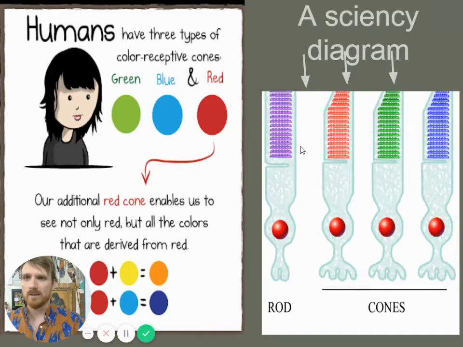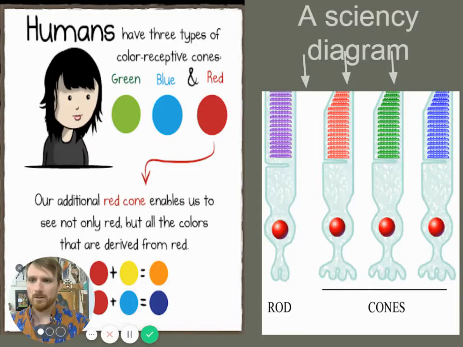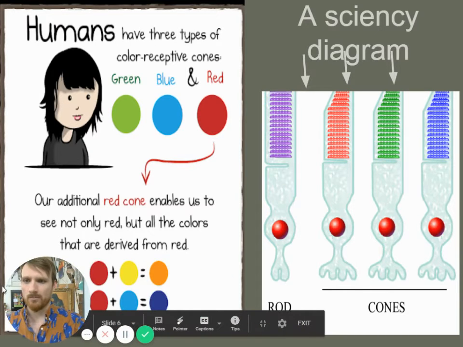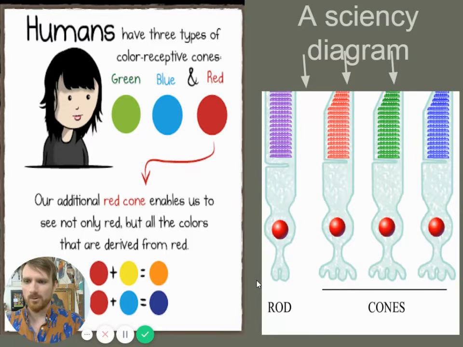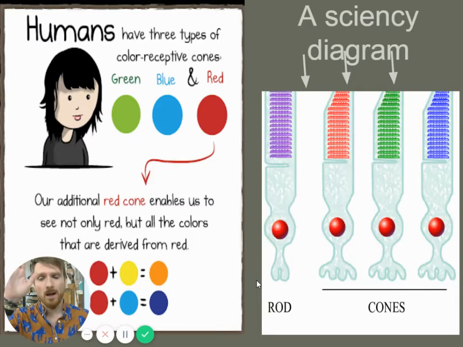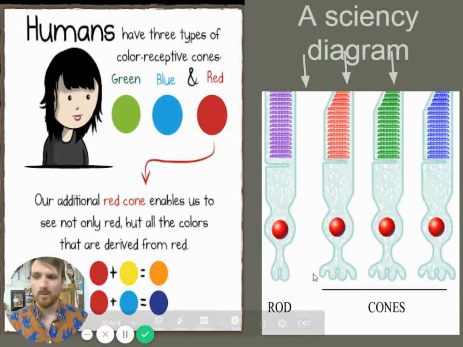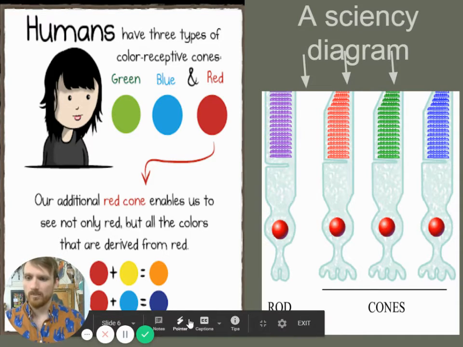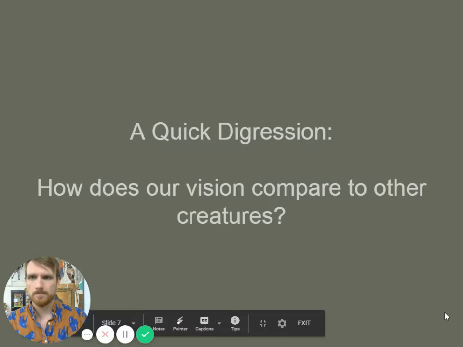So in humans, we have 3 types of cones. We've got red, green, and blue. And that red cone allows us to not only see red, but all those colors that are pulled from red. So if we look at how those colors are mixing there, we've got those colors. A sciencey diagram, you can see that rods are pretty straightforward on the nerve cells at the end, where the cones are a little bit more developed and a little bit more sophisticated.